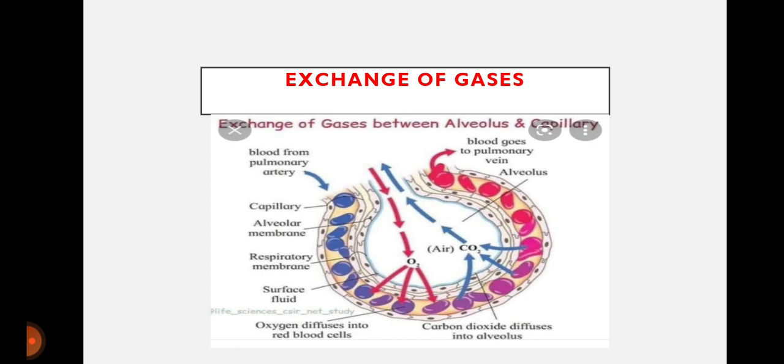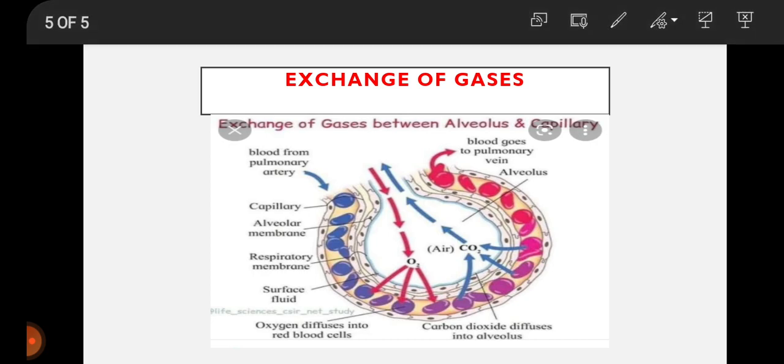Next slide shows exchange of gases. You can see here there is alveolus and the capillaries. The alveoli are the primary site of exchange of respiratory gases. Oxygen and carbon dioxide are exchanged by simple diffusion based on their pressure or concentration gradient. The thickness of the membrane involved and the solubility of the gases are the two major factors that can affect the rate of diffusion.